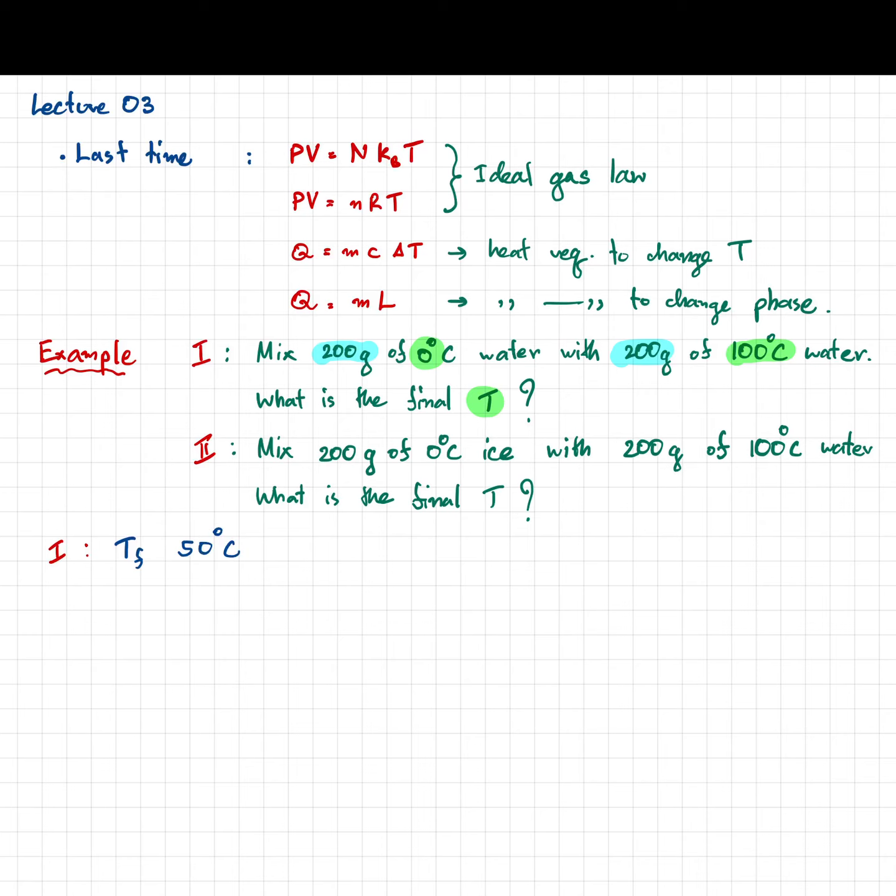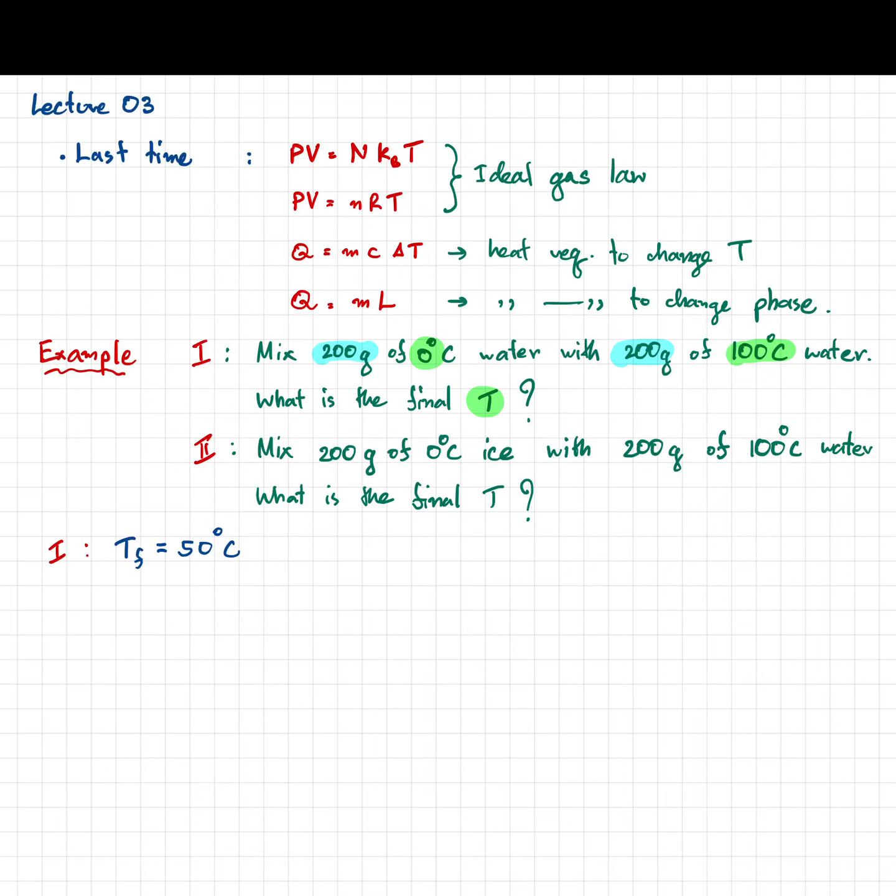This is because we have an equal amount of water at two different temperatures. If you don't have the same amount, then you need to do a little bit more. You need to think about how much heat is lost by this part, how much heat is acquired by this part, and then the final temperature has to be the same. So that's the way to calculate.